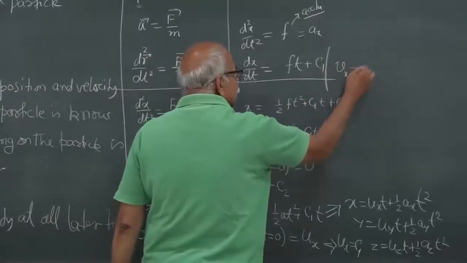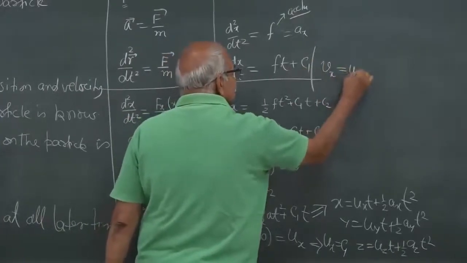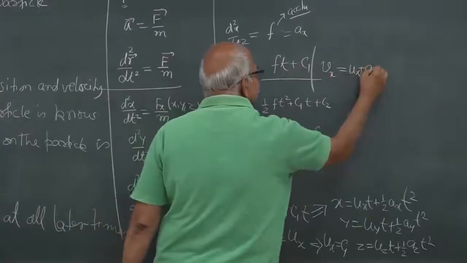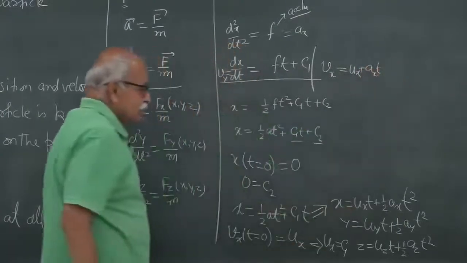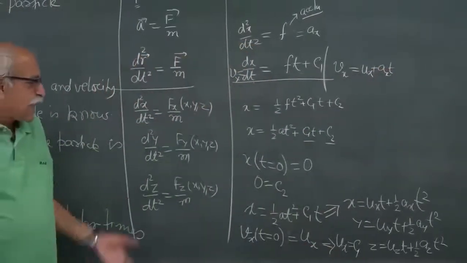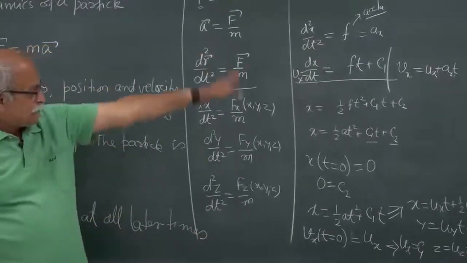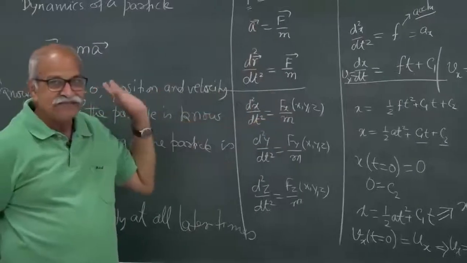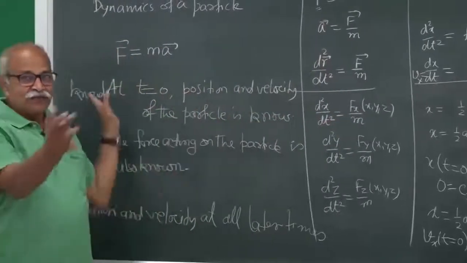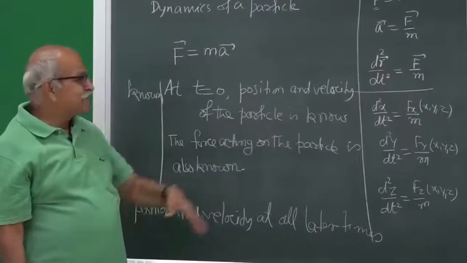Vx is equal to ux plus axt. So, all those equations that you learned in the first chapter of your high school book in mechanics, all those things can be found from here. So, in principle the task is over, right, if it is constant.